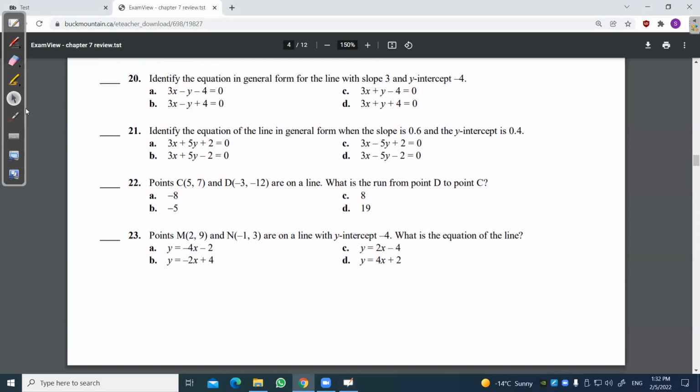Number 22. Points C and D are on a line. What is the run from D to C? They just want the run.